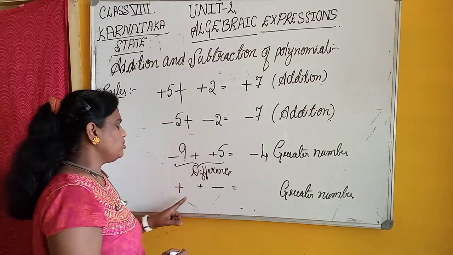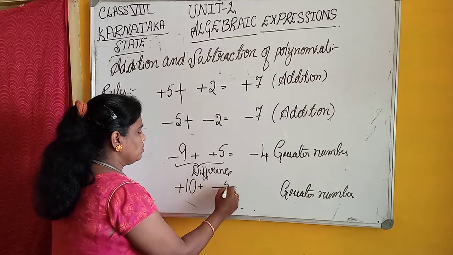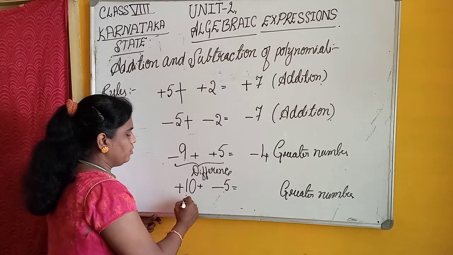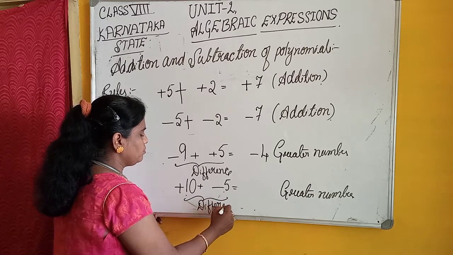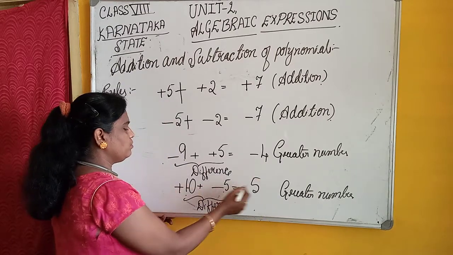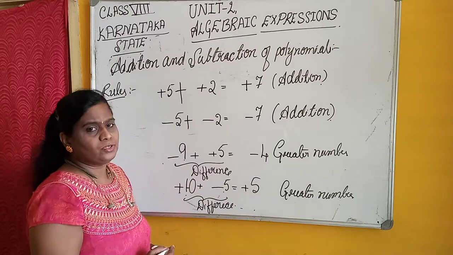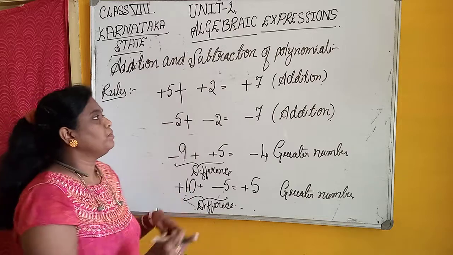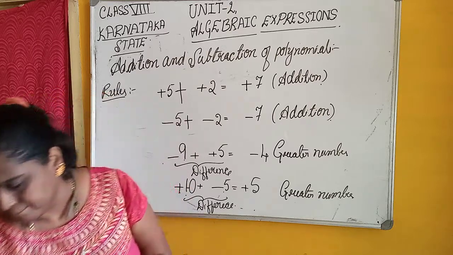Here when a positive and a negative integer are there, we are taking two numbers like this. One is positive and another one is negative. Therefore, we have to find the difference of the numbers. The difference of 10 and 5 is 5. The symbol of the greater number is plus. Understood? These are the rules we have to follow in doing the addition and subtraction of algebraic terms also. Okay.